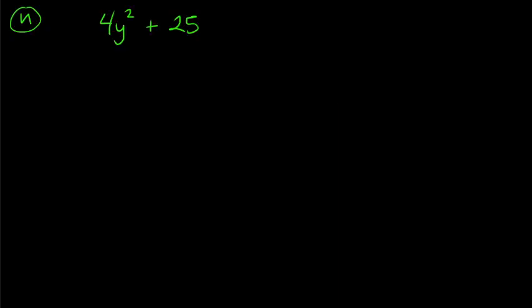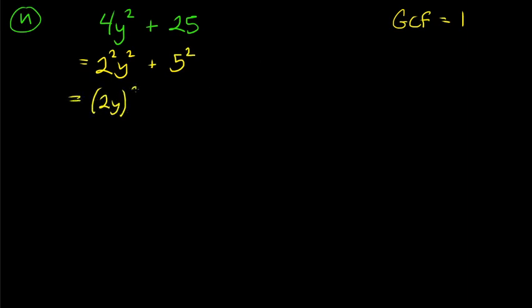Part N, 4y squared plus 25. The 4 and the 25 have nothing in common, so the GCF is again 1. And 4 is a perfect square, right? It's 2 squared, and 25, as we saw earlier, is 5 times 5, 5 squared. So this is a sum of 2 perfect squares. In other words, the A is 2y, and the B is 5.